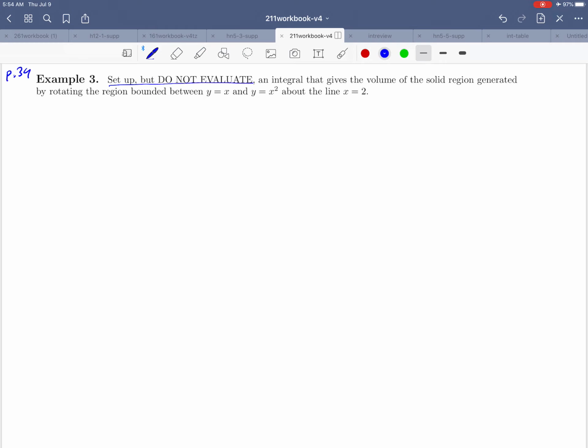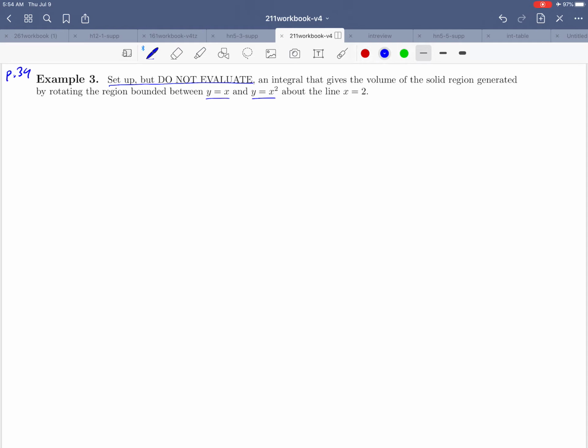So all they want from us is an integral in this case. They'd like us to figure out what function we need to integrate to find the volume, and then to figure out the limits of integration, and then to stop. We don't actually need to do the integral in this problem. Okay, so as we've been doing, we'll try to start with a picture here, just a rough sketch.